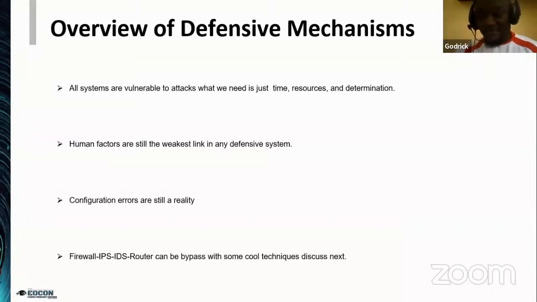And most of the time, that is the easiest way to bypass that defensive mechanism. And today we are going to see that. We also have configuration errors. They are still reality. They are still there. So we take advantage of these configuration errors. Firewall, IPS, IDS, router, they can be bypassed. It is not impossible. It is very possible by using some cool techniques.